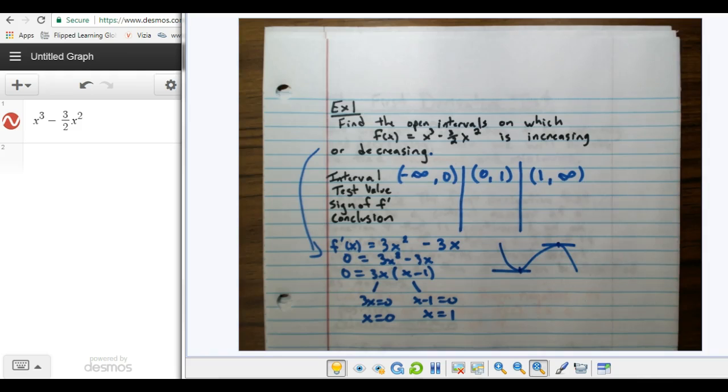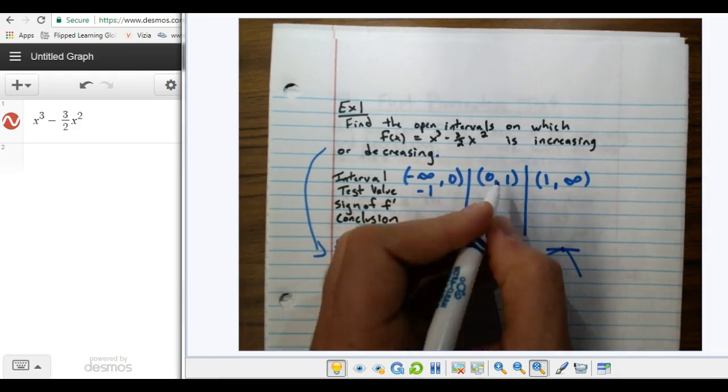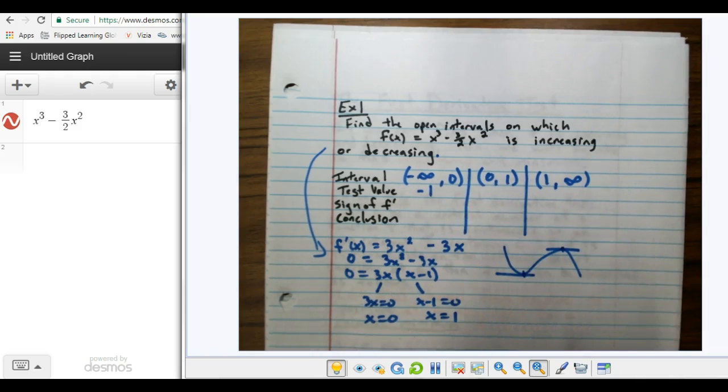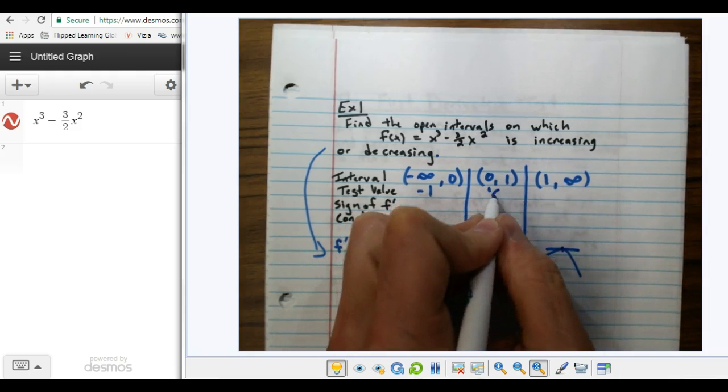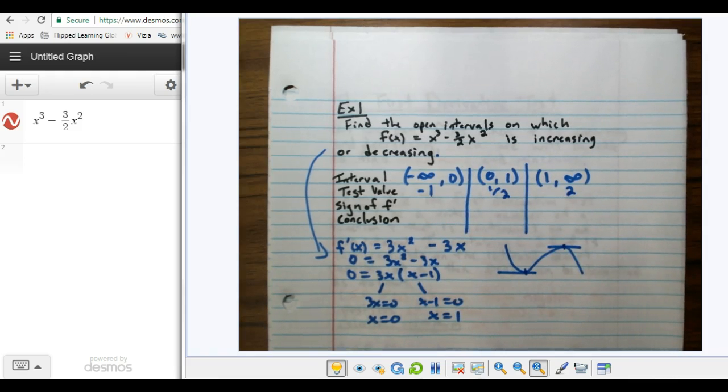So we need a test value. Can you pick whatever you want? Sure. I'm going to pick negative 1. For this one, as long as you don't pick 0 or 1, we can pick anything that we want. I'm going to pick 1/2, and I'm going to pick 2. Alright, so those are the numbers. I chose them because I wanted to.